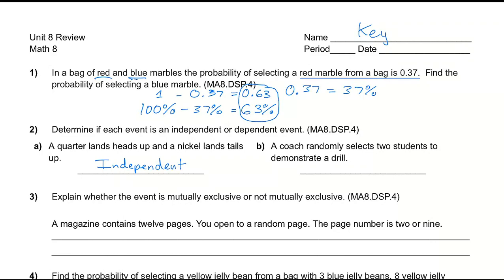Letter B, a coach randomly selects 2 students to demonstrate a drill. So if I'm the coach and I have little Johnny on my team, and my first choice is little Johnny, could my second choice also be little Johnny? No. So the second choice depends on the first choice. So this is a dependent event.